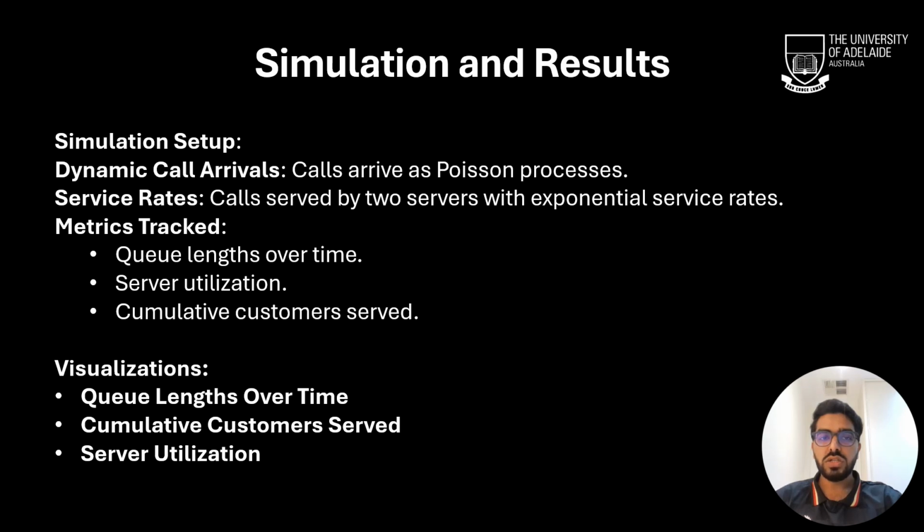which agents serve customers. We track several key performance metrics using the simulation. The first is queue lengths over time. This tracks how the number of calls waiting in each queue changes over the course of the simulation. And the second one is server utilization. This measures how much time each server spends being busy serving calls, which reflects how effectively the agents are being used. And the third one is cumulative customers served. This tracks the total number of customers served, providing a clear view of system throughput.